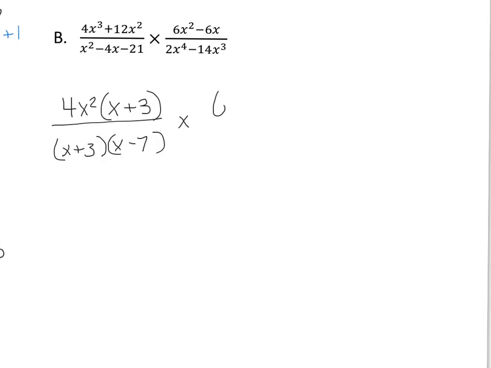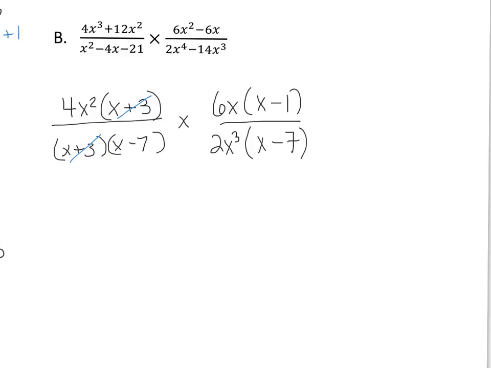On this next one, take out the GCF, 6x. I'm left with x minus 1. On the bottom, take out the GCF again, 2x cubed. I'm left with x minus 7. Okay. Now, keeping in mind, I can cancel diagonally and up and down. So I'm going to cancel this x plus 3 with this x plus 3.